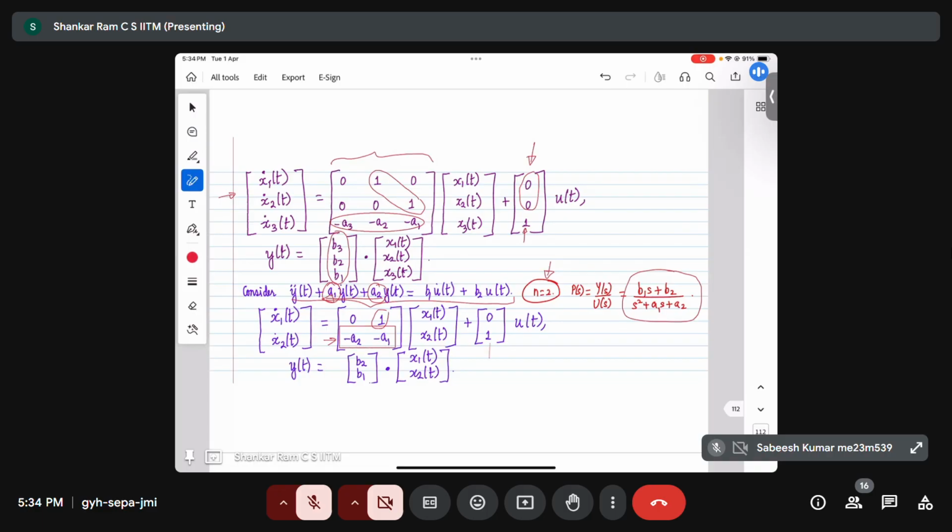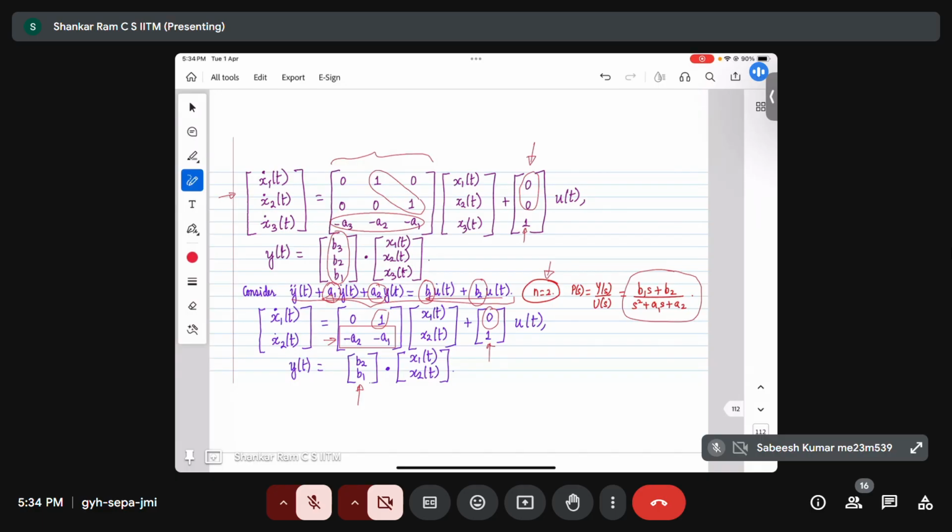In the input vector, all the elements till the last element are 0. Here we have only 2 elements, so the first element is 0 and the second element is 1. And how do we fill up the output vector? We look at the coefficients multiplying the input term and its derivatives, starting from the rightmost side. We don't multiply by minus 1. We write B2 and B1. So that is the output vector. This is how the state space representation is set up.